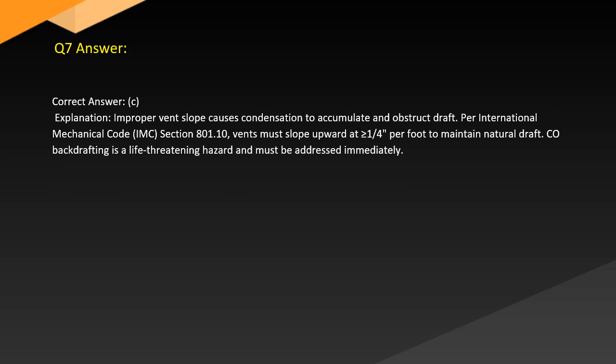Answer. Correct answer C. Explanation. Improper vent slope causes condensation to accumulate and obstruct draft. Per International Mechanical Code Section 803.10, vents must slope upward at 1/4 inch per foot to maintain natural draft. Backdrafting carbon monoxide is a life-threatening hazard and must be addressed immediately.